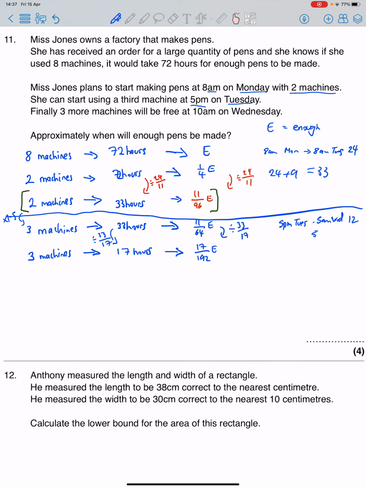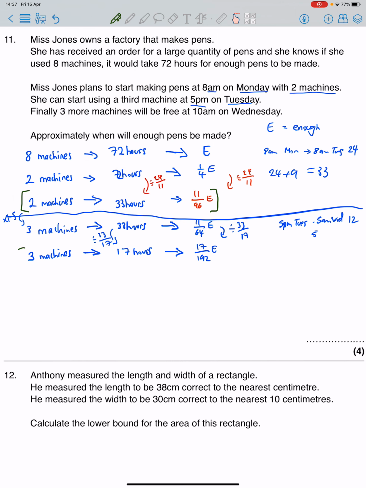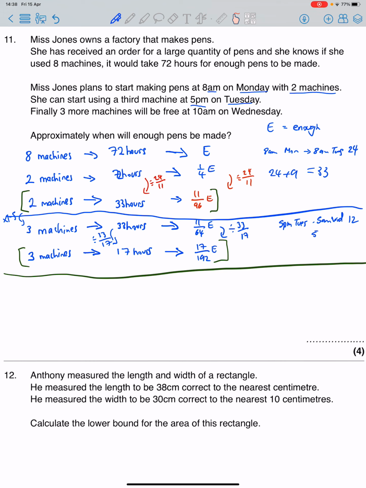Okay. And then afterwards, we know that from 10 a.m. on Wednesday, 3 more machines will be made. So this information is also vital. Let's use the green. So this is vital as well. Now, finally, if 3 more machines become available, we now have 6 machines. So 6 machines, well, that's double the number of machines.